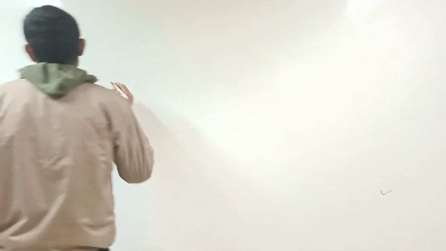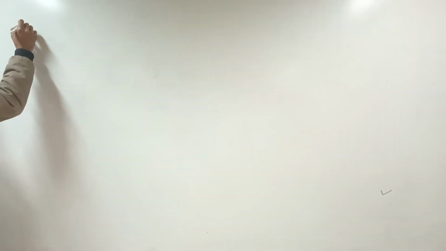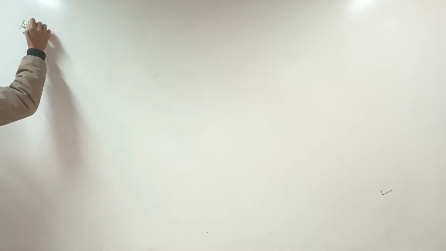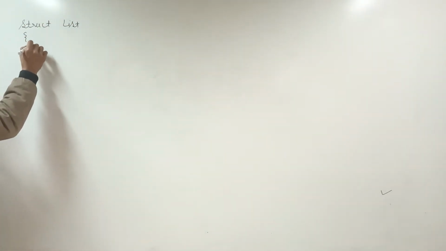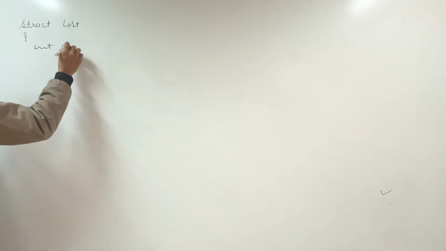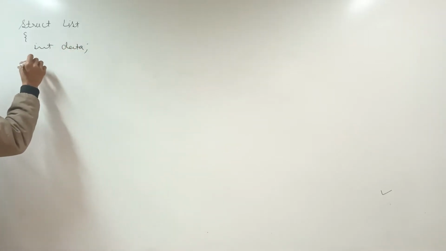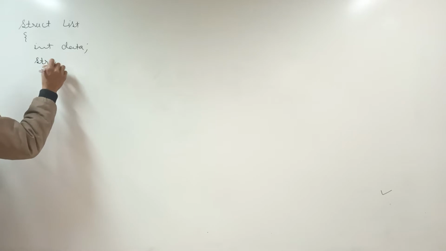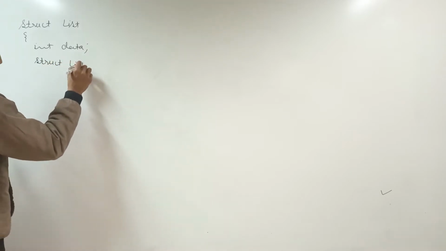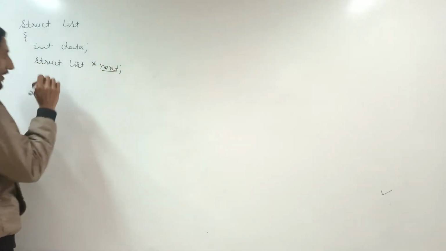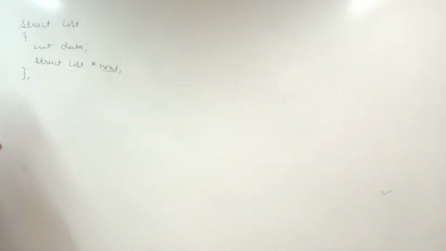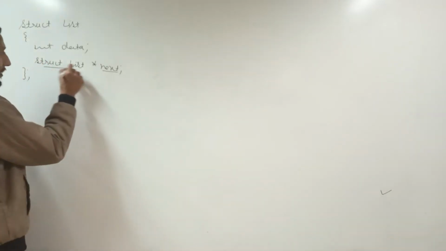So let me explain the program. First of all, I have a structure list. And in structure list, I have two parts. The first one is data, and the second one is a pointer of type struct list. What is the meaning of this? This variable has the ability to store an address. Which kind of address? Struct list.